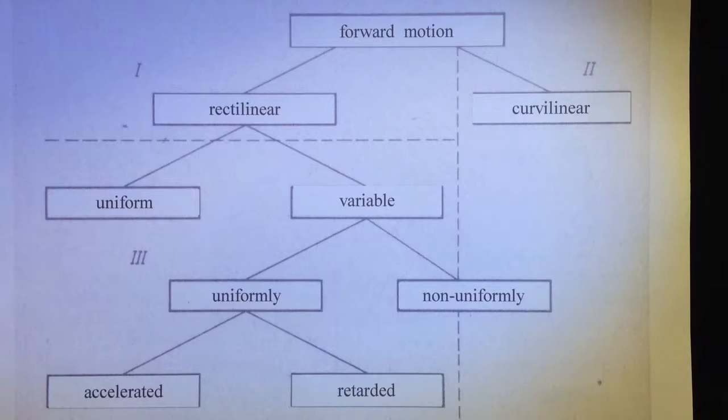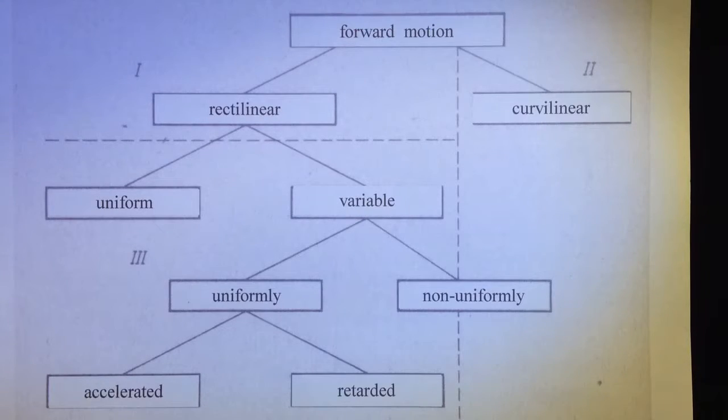For example, a rectangular coordinate system. And simultaneously, if we say motion, we need to know how to divide motion, what kind of motion we have. In general, we can speak about a forward motion, when a body or an object moves forward. And that forward motion we can divide with respect to the trajectory and with respect to the velocity.